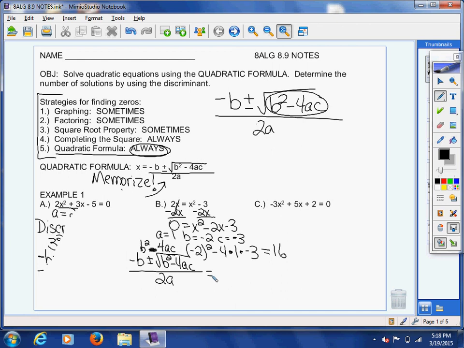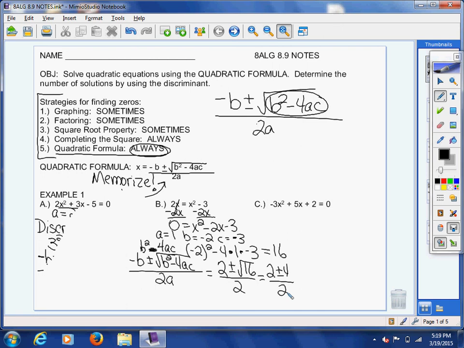Okay, I need negative b, the opposite of b. Well, b is negative 2, so I need the opposite of negative 2. That's positive 2. Plus or minus the square root of, well, I already calculated b squared minus 4ac. That number is 16. And then 2 times a, 2 times 1 is 2. Awesome. So, yes, the square root of 16 is a perfect square. You are correct. I hear your thoughts. So what I have here is 2 plus or minus 4, and we're going to divide that by 2.